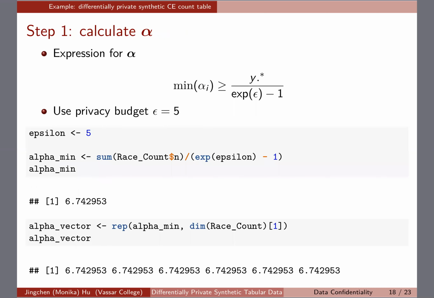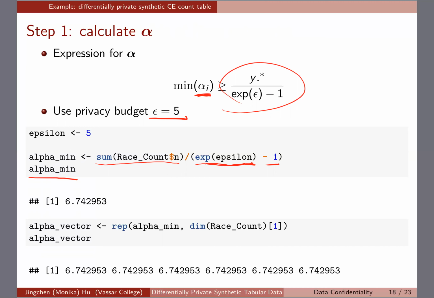So the first step is to calculate alpha. Okay, so alpha, as we know, we need to make sure that the minimum of each alpha satisfies this equation that we showed before. So for demonstration, I set epsilon to be 5, okay? And then we just compute using this definition. We get the sum of all of the race counts, and then we get the exponential of epsilon minus 1, take the division, and then we get that alpha minimum needs to be at least 6.7, okay?